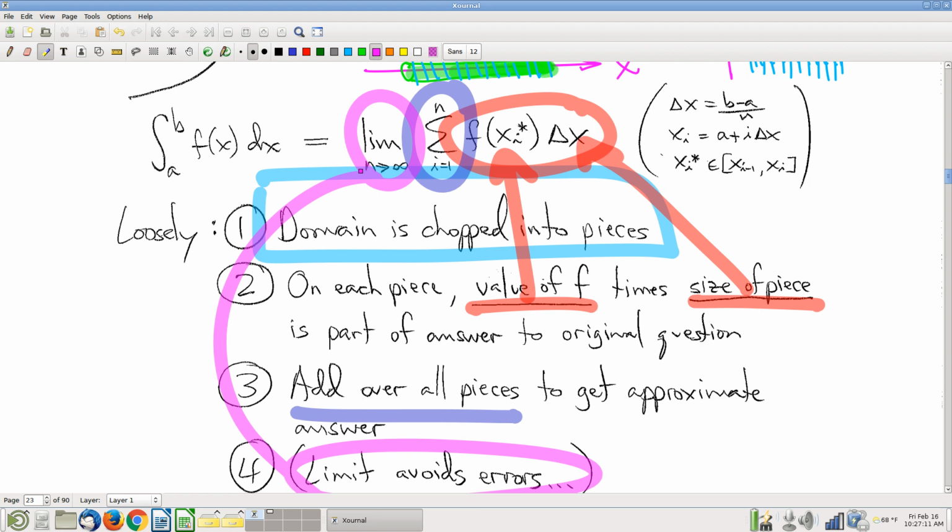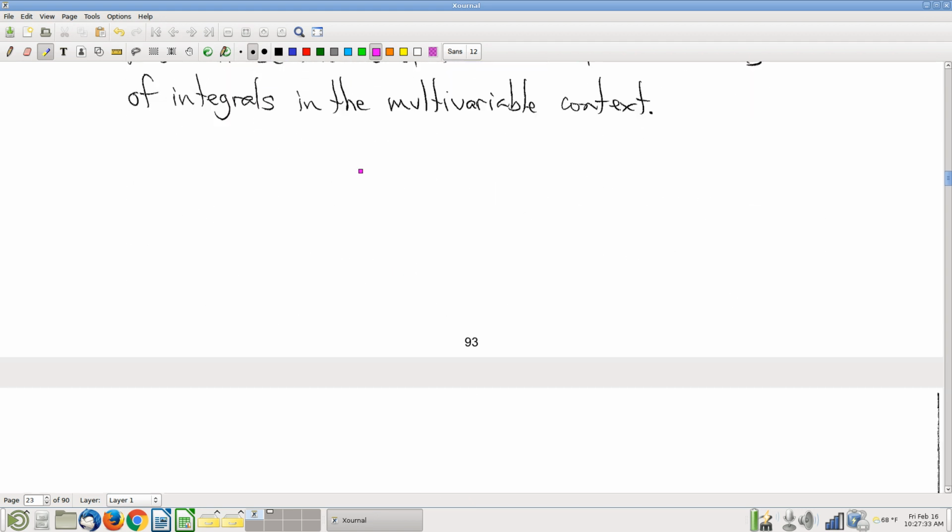Okay, so what we're going to retain are these 4 steps in the process. When we're defining multivariable integrals, we're going to chop up a domain into pieces, on each piece of which we're going to multiply something times size, and then we're going to add up and take a limit. Just like in a single variable Riemann sum. What we're going to change is the nature of the domain itself.